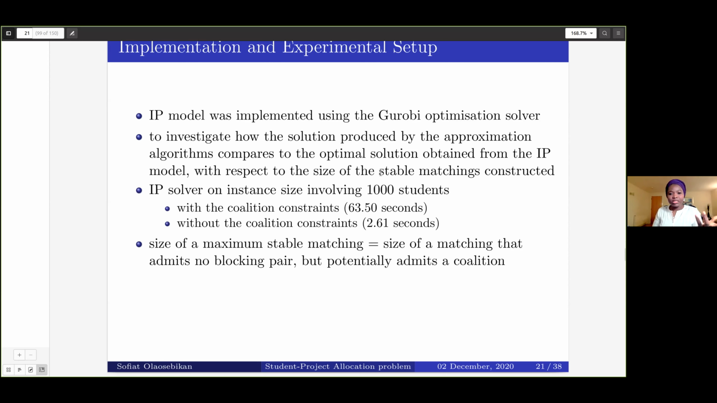So we removed the constraint for coalition because, if you remember, when a coalition exists, after it's resolved, the size of the maximum matching remains the same. It doesn't change. It's only a blocking pair that can change the size of a maximum matching. Our aim was just to measure the sizes of the matching obtained from the approximation algorithm and the IP model. So we removed the coalition constraints just to speed up the experiment.